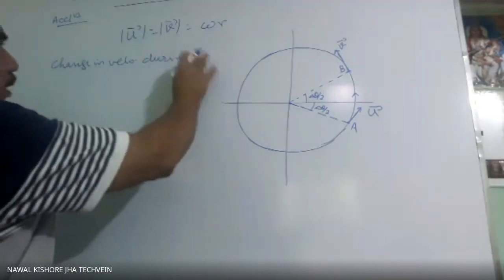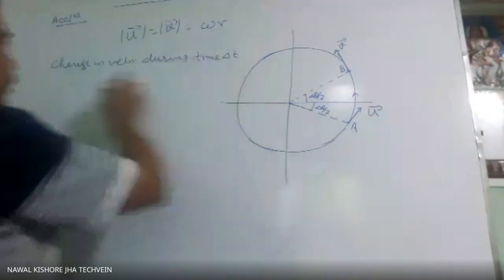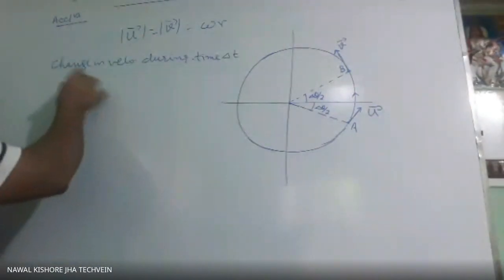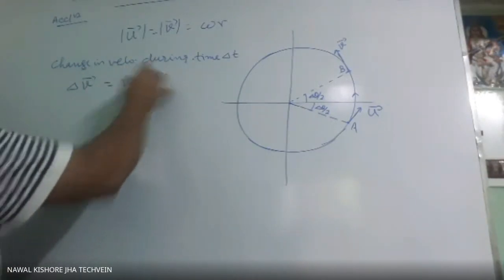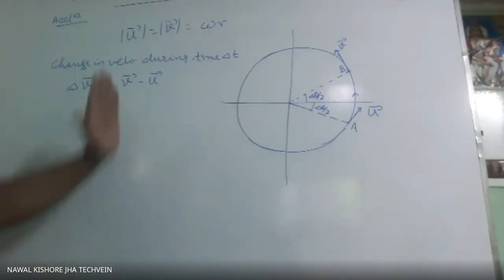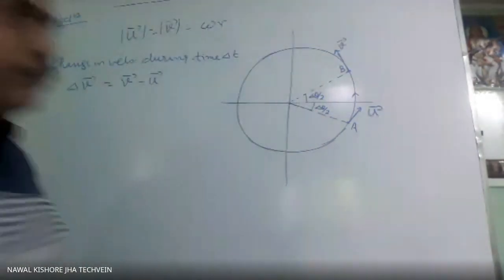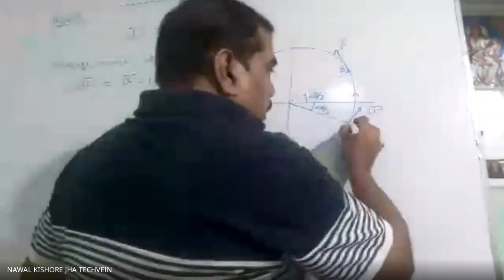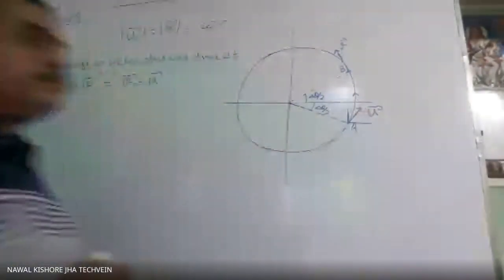During time delta t, we are saying this is delta v. This will be v minus u. Now we break it into components. So this component, this one like this.